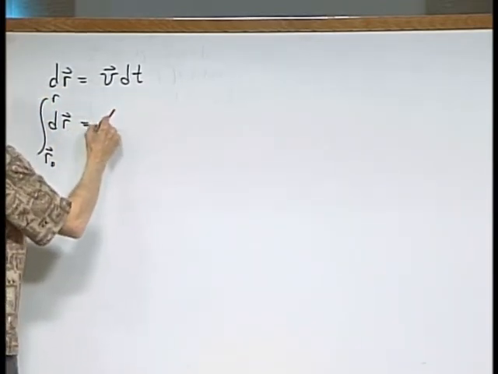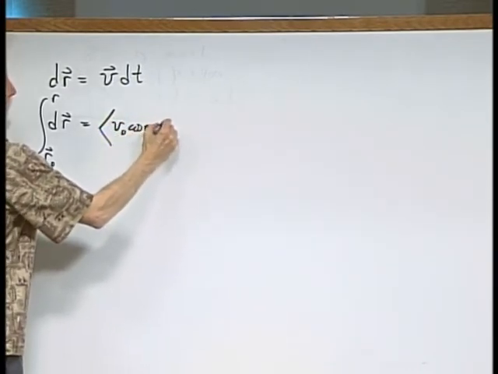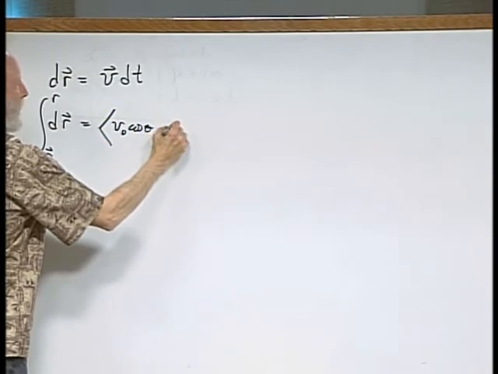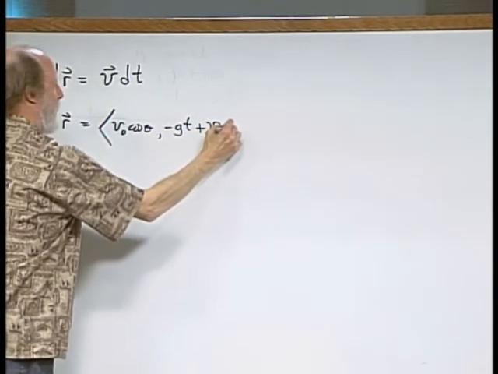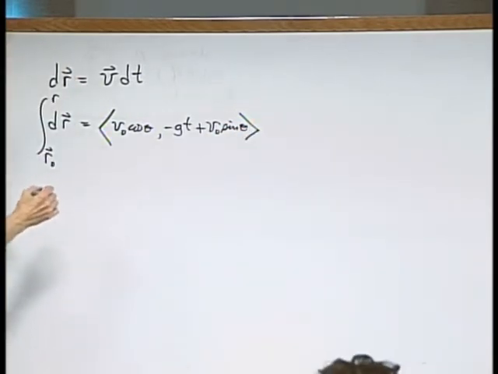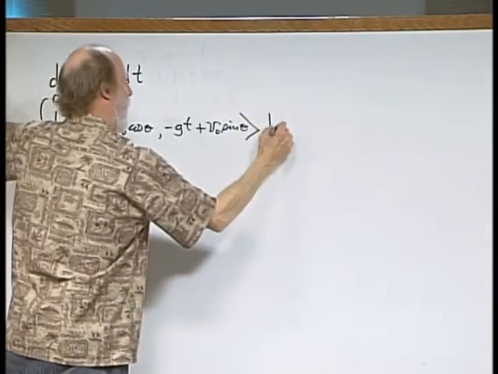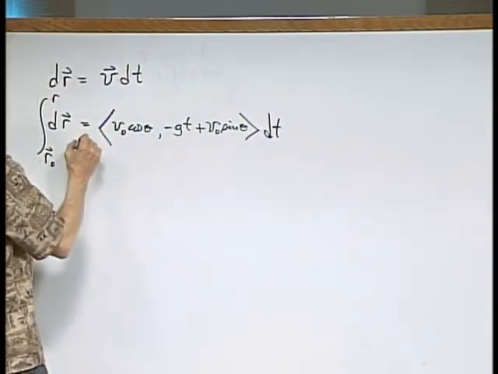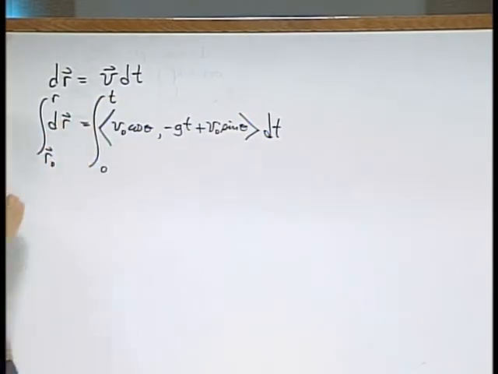I'm going to go ahead and use the math angle bracket notation. So we have v naught cosine theta comma minus gt plus v naught sine theta, right? That has all of it, I believe. And then we have to integrate that over time. Okay, and we're integrating over time again from 0 to t.